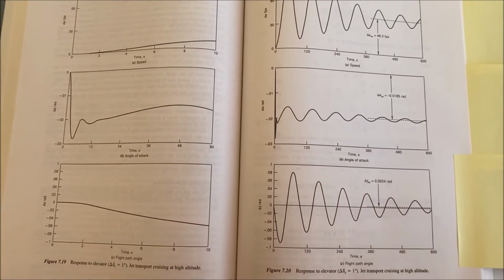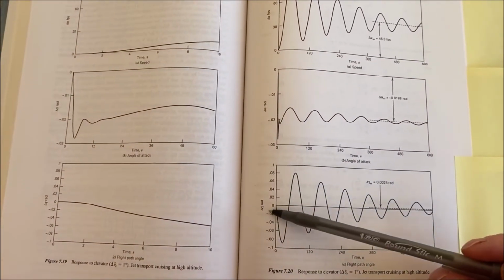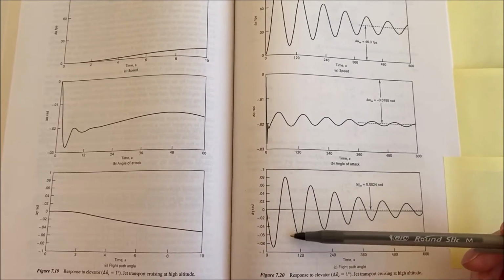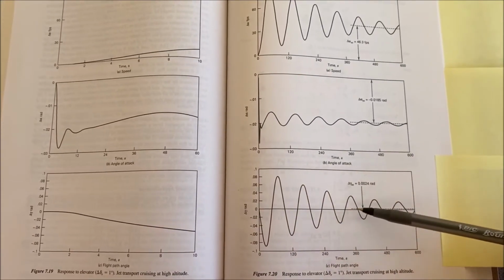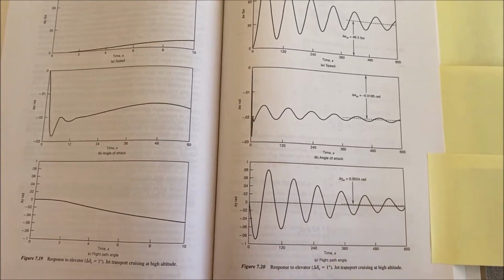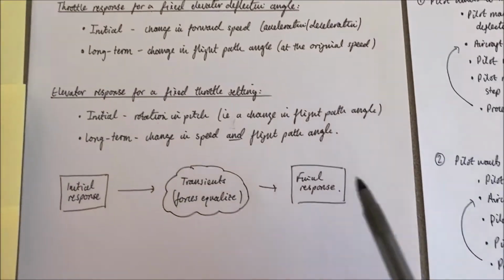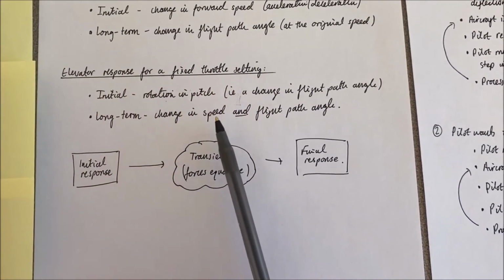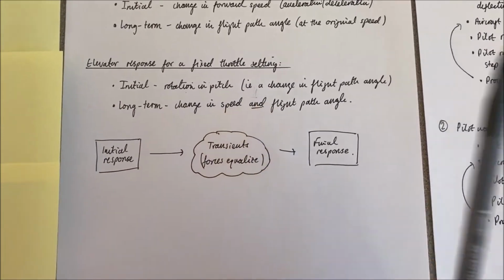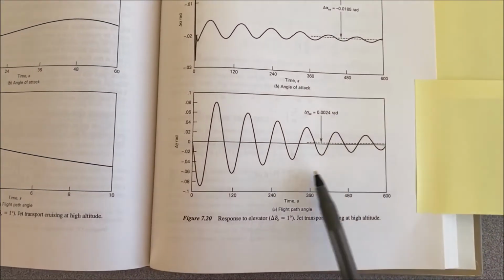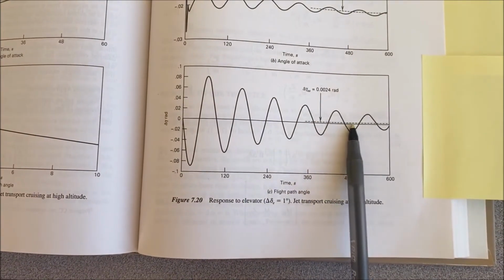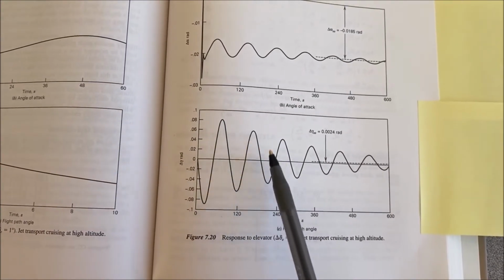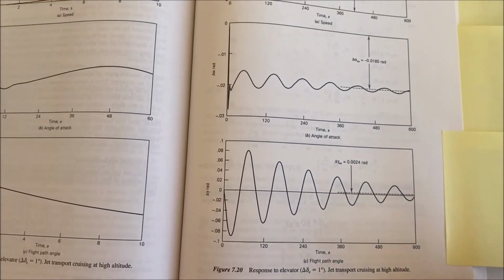And you can see that the flight path angle initially changes due to the change in elevator angle, right? But it converges back towards the original flight path angle, right? So remember what we said over here: for an elevator deflection at a fixed throttle setting, we're going to change the speed first, followed by the flight path angle, okay? So here we are converging towards a slightly different flight path angle from the initial one, but that oscillation is reasonably well damped, okay?